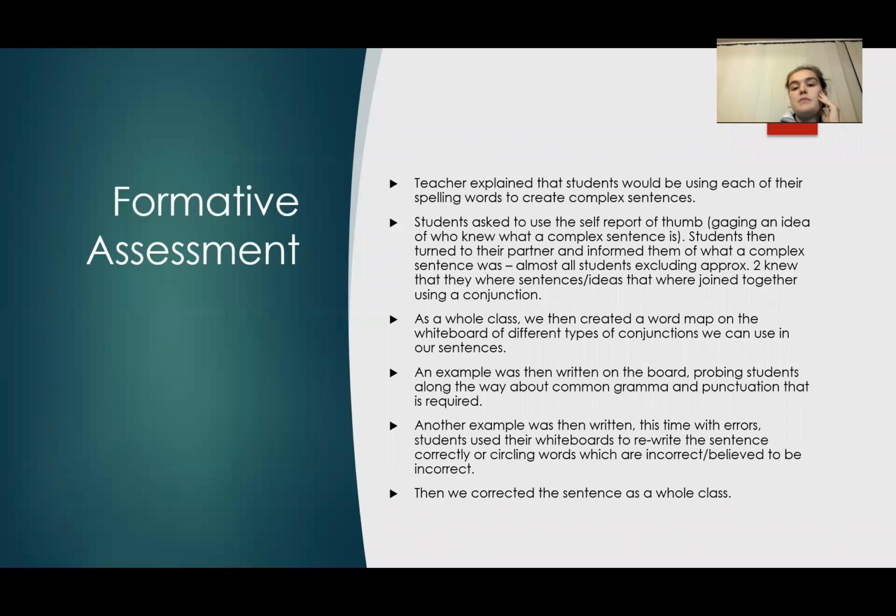The formative assessment, so this again was explicit, and it was as a collaborative team. We discussed what a complex sentence was. All the students understood. And then we discussed different conjunctions, and we created a word map on the whiteboard. And then I wrote a sentence out, and I explicitly went through each part of it, so the grammar, punctuation and the layout of it. And then I also wrote up a sentence that was inadequate, and students corrected it on their whiteboards.